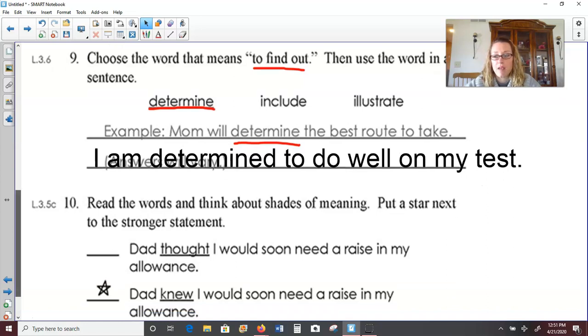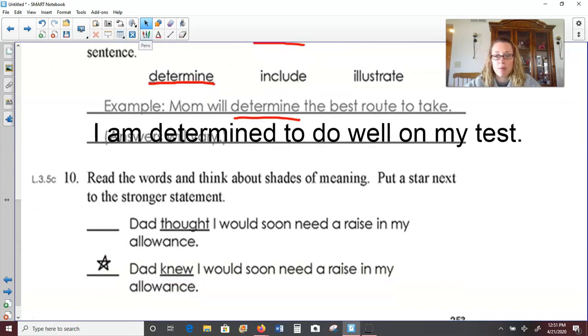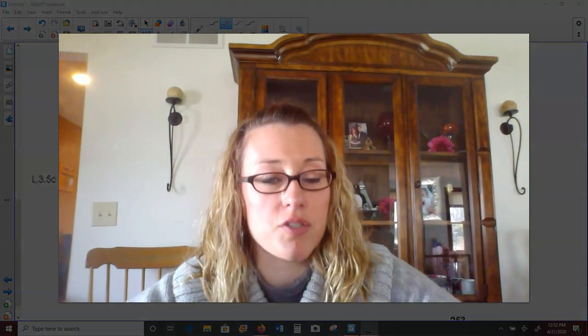Okay. And lastly, number 10, read the words and think about shades of meaning. Put a star next to the stronger statement. So Dad thought I would soon need a raise in my allowance, or Dad knew I would soon need a raise in my allowance. Well, knowing something is more powerful than just thinking it. So Dad knew I needed a raise. That sentence shows a stronger shade of meaning with the action verb. Okay? So boys and girls, that ends lesson 121.